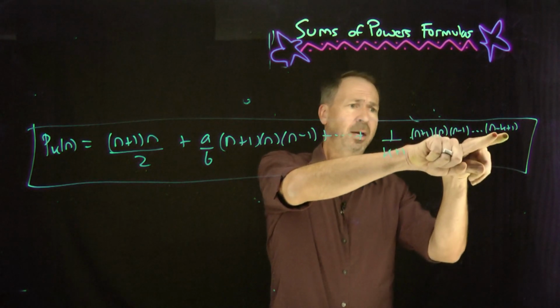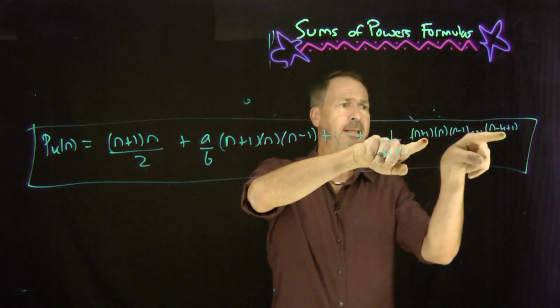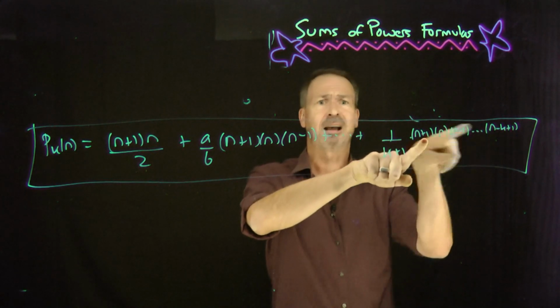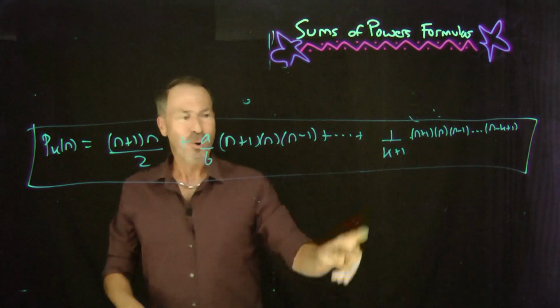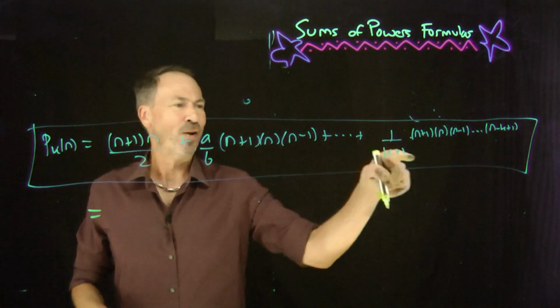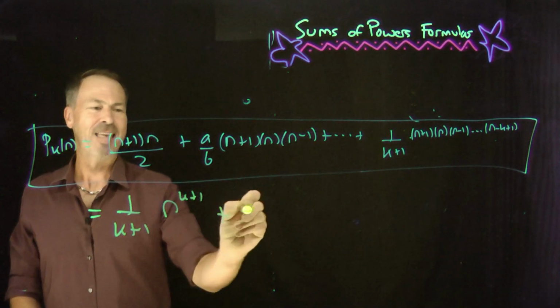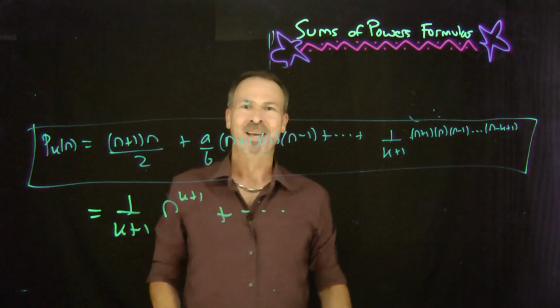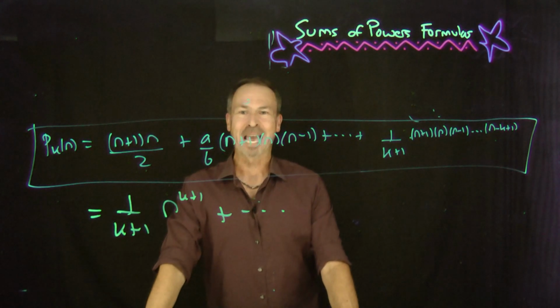this goes down to n minus k plus 1. There's k minus 1 plus 1 more plus 1 more. There's n to the k plus 1 stuff there. The highest power of n is n to the k plus 1. Oh, it is a polynomial that actually begins 1 over k plus 1, n to the k plus 1, and then all the lower order stuff. Yes, it's a polynomial that begins with leading coefficient 1 over k plus 1.